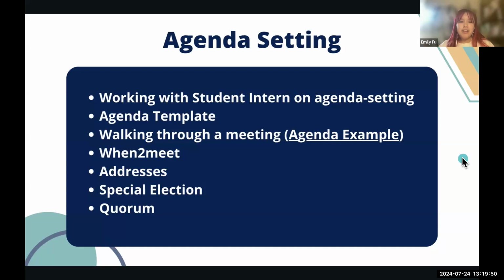And it's also really important that you meet quorum. If you don't meet quorum, you're still able to run the meeting, but you're just not able to take any actions on it. But you still have to take minutes even if there is no quorum.